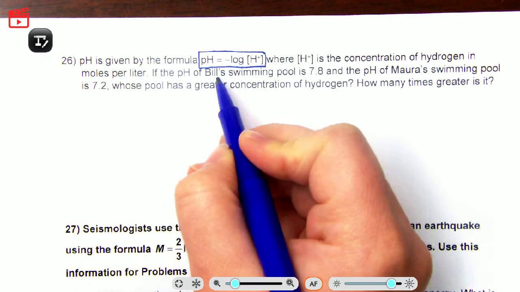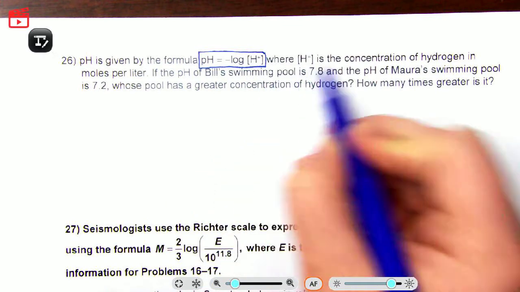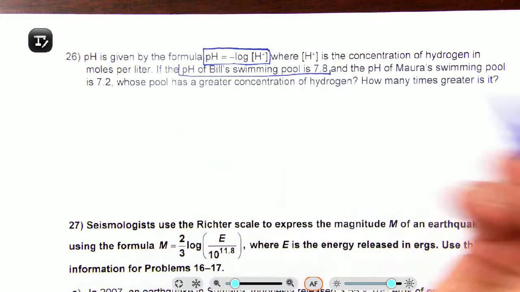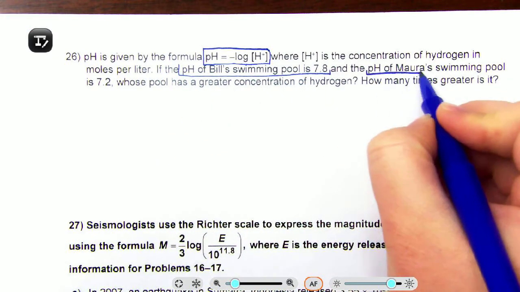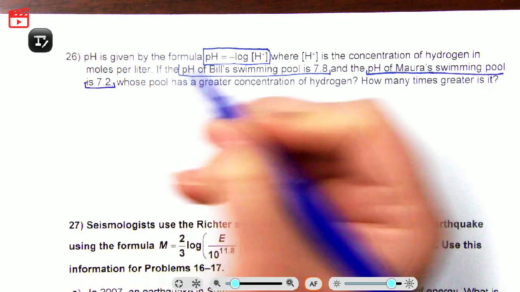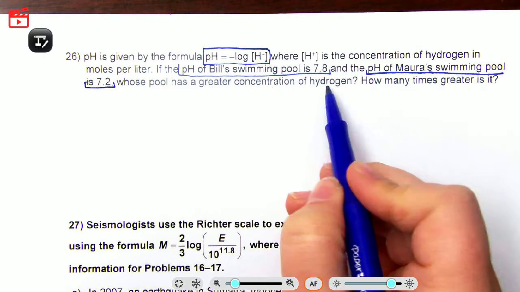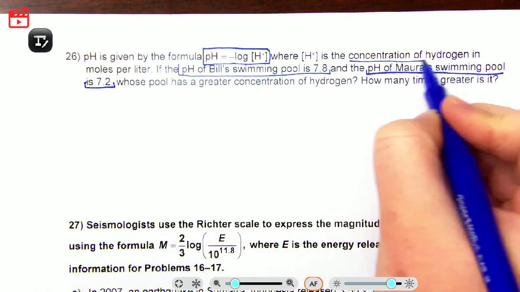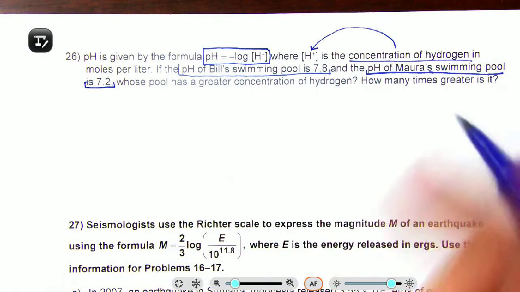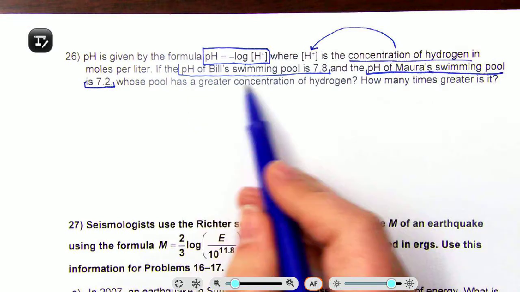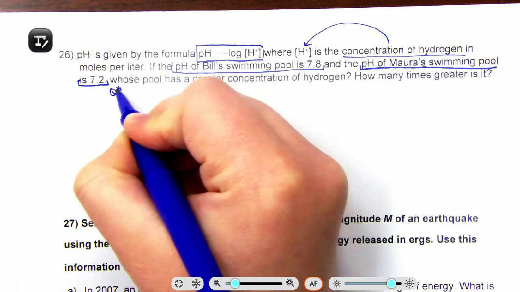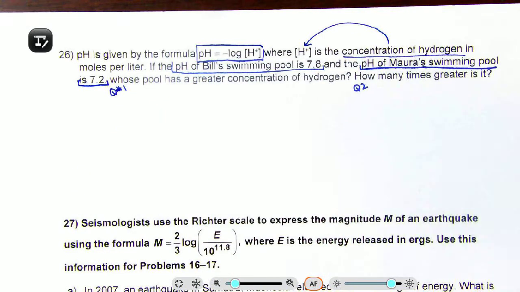If the pH of Bill's swimming pool is 7.8, that seems important. So the pH of Bill's swimming pool is 7.8, and the pH of Mara's swimming pool is 7.2. Whose pool has a greater concentration of hydrogen? Okay, so here's the concentration of hydrogen. And what is it asking us? It's asking us whose pool has the greater concentration. Here's question number 1, and here's question number 2. And how many times is it greater?